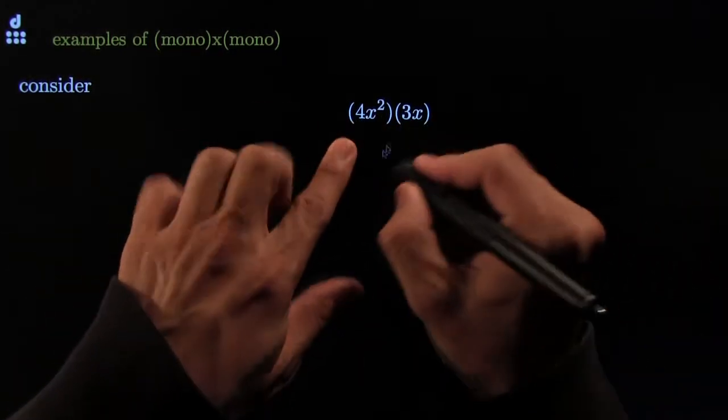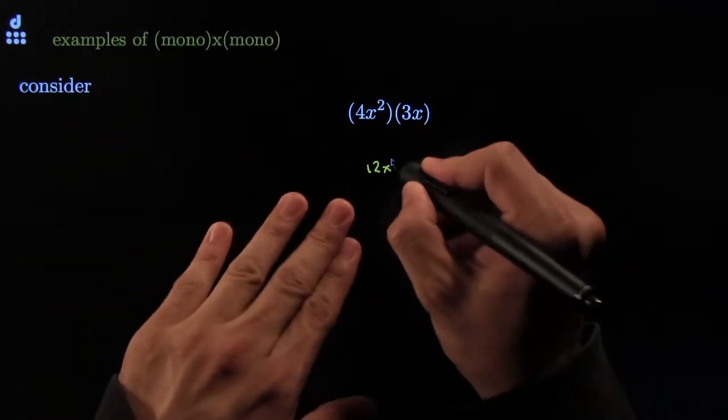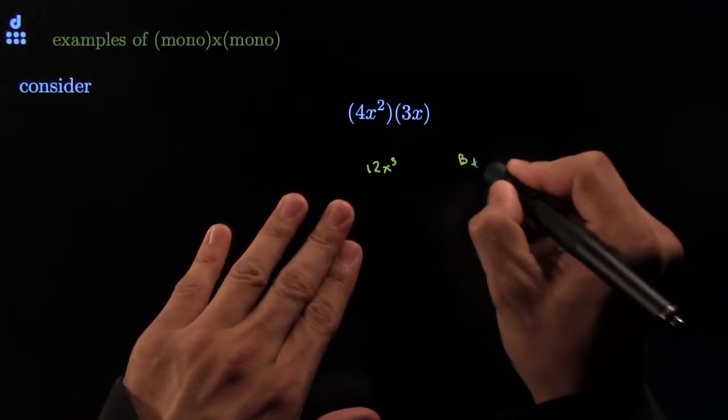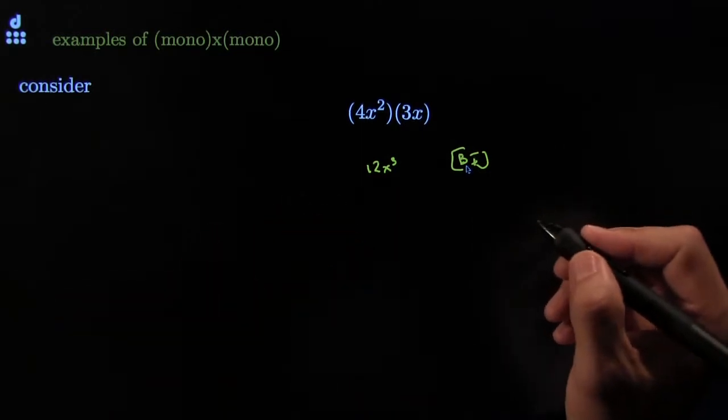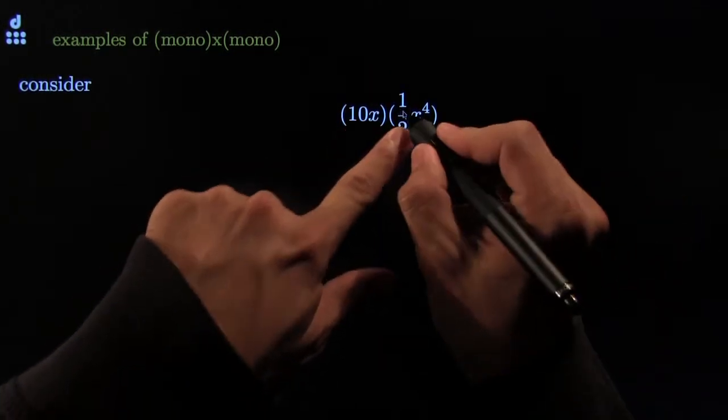It's the easiest thing. 4 times 3 is 12. I have x times x times x. That's a total of 3 x's being multiplied together. So that would give me a total of 12x to the 3rd. You can do fractions, no problem. You have 10 times a half.